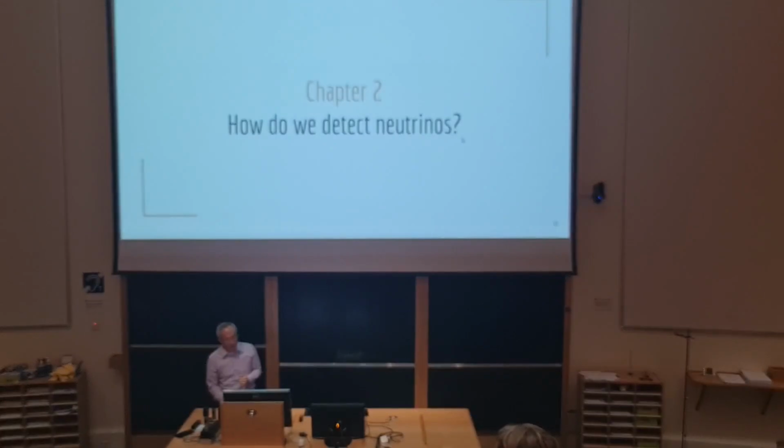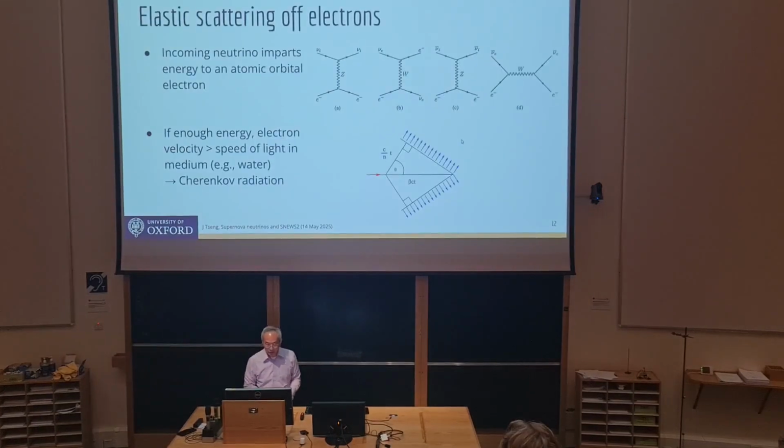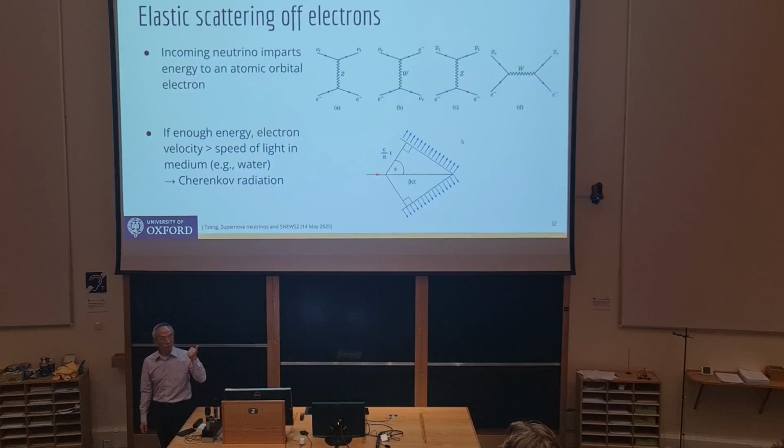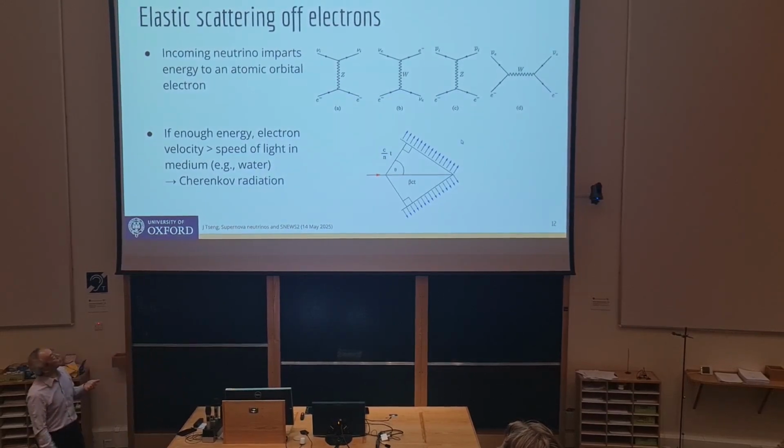Okay, right. How do we detect neutrinos? So it's fine to say that neutrinos come out, there are a lot of them, but how do we actually detect them? There are two main channels that I'm going to talk about. One is what we call elastic scattering off of the electrons. This is actually one of the more important ones.